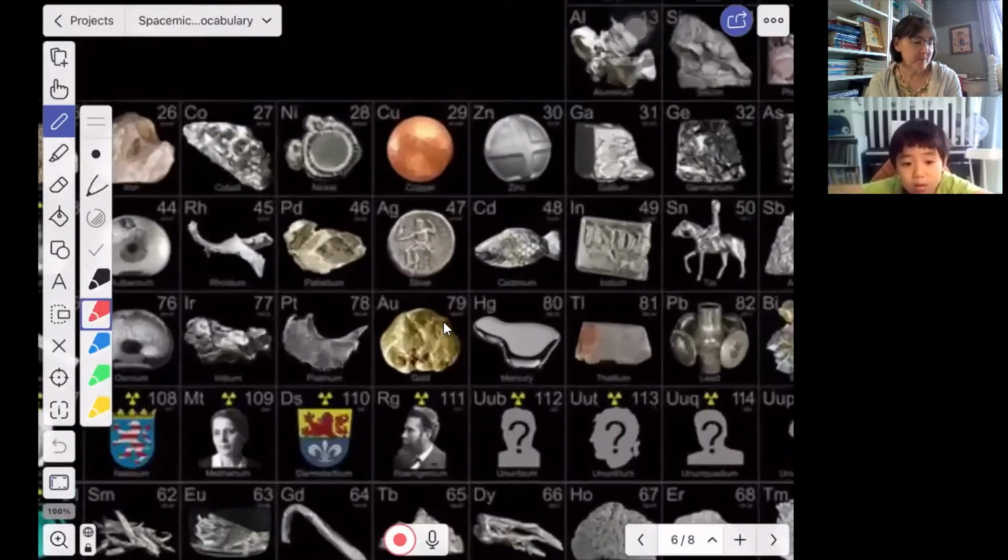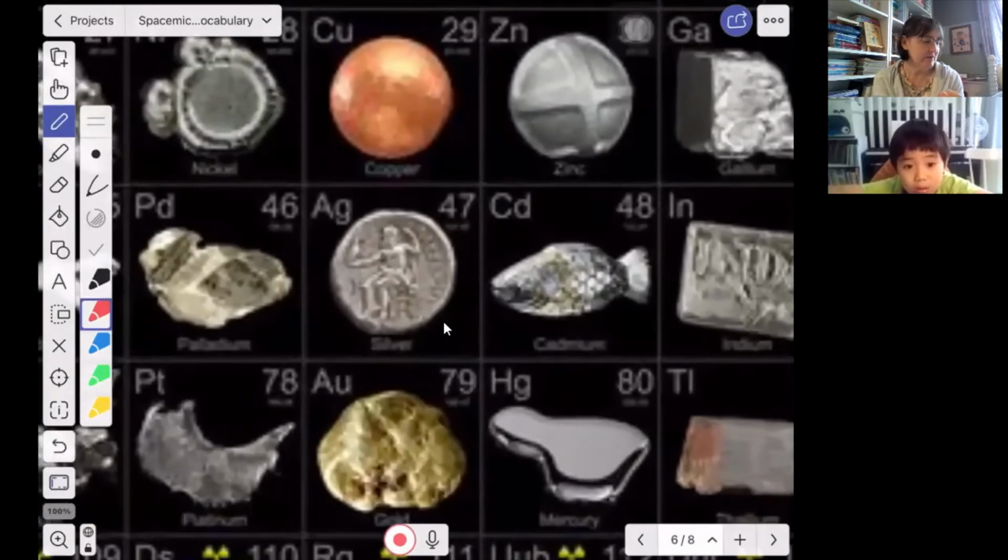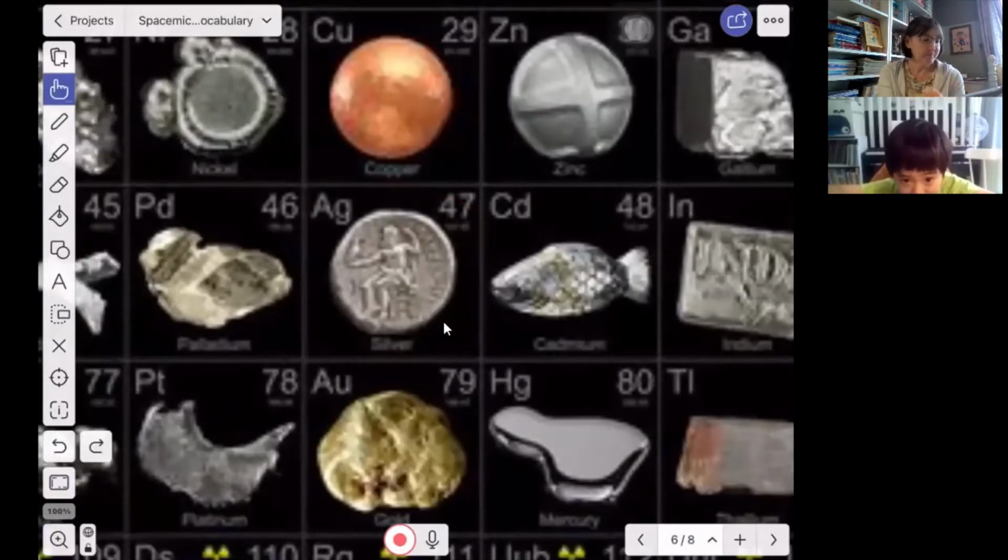Oh, here it is. It's right above gold. Yeah, it's silver. I was right. This one, Ag, that's silver. So that's silver, and the one below it is gold. This picture is not very clear. It's a little bit fuzzy, but all right.